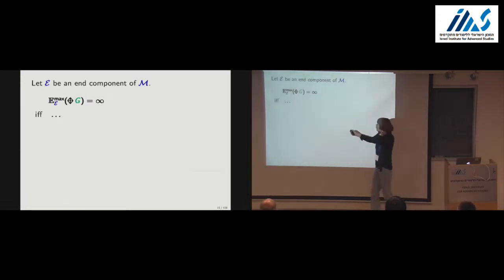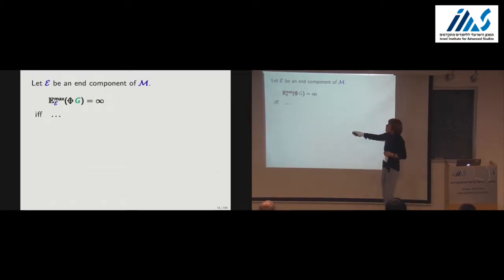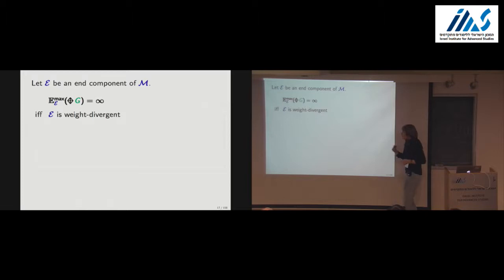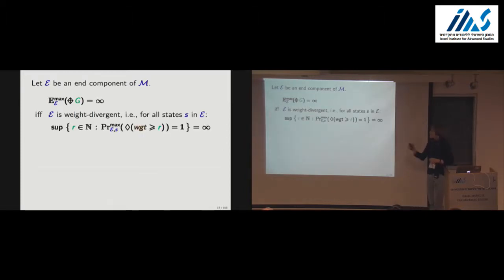So let's come to the following observation. Suppose first M is strongly connected, or we consider an end component of M. Then the maximal expectation inside M is infinity. Here I drop the state because it is infinite for some state if it is infinite for every state, if and only if E is weight divergence, which means there exists a family of schedulers such that you can increase the accumulated weight as high as you want using this sequence of schedulers.